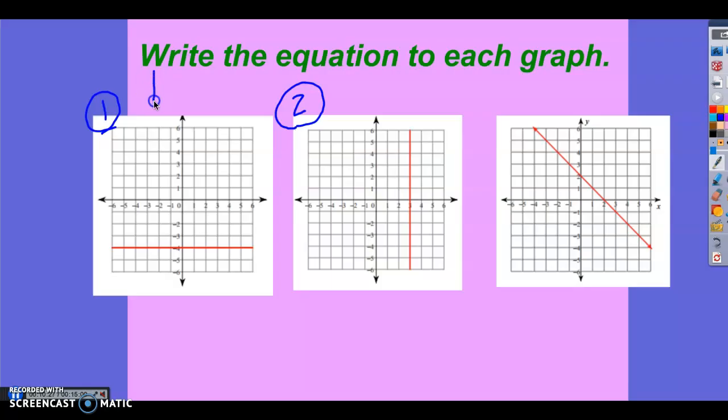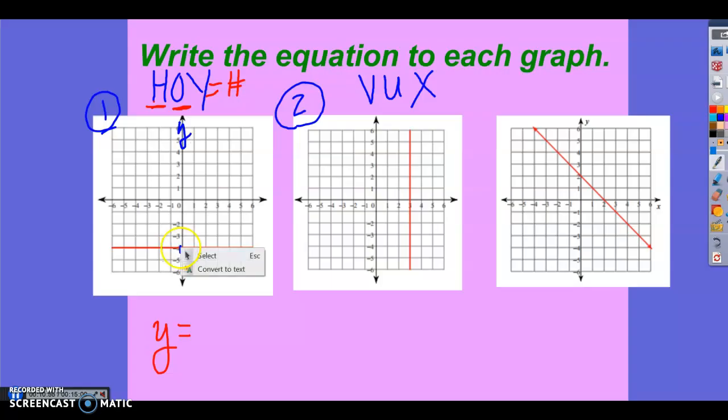When you see a horizontal line, we had this acronym HOY. When you saw a vertical line, we had the acronym VUX. HOY means horizontal lines have a slope of 0 and their equations are y equals a number. So this horizontal line is going to have an equation of y equals something. Well, what is the y value of every point on the line? If you look at the y-axis, going down, it's right here at negative 4. And so the equation is y equals negative 4.